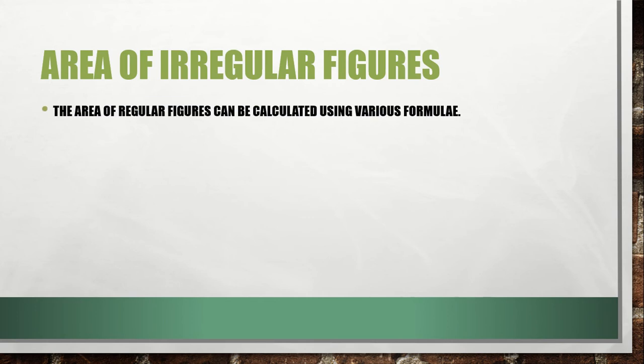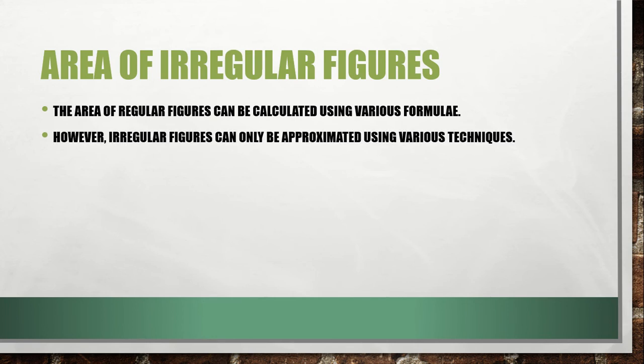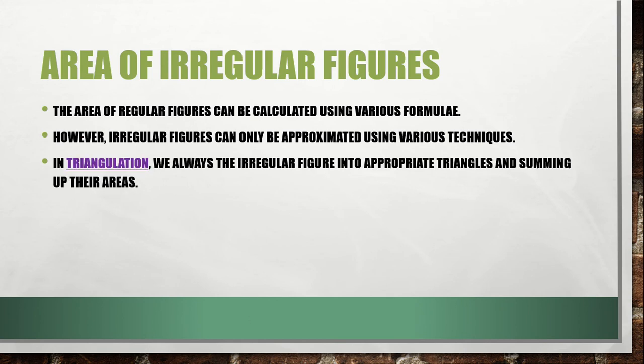So the area of regular figures can be calculated using various formulas. That's what we began by looking at, and why we need area approximation. However, irregular figures can only be approximated using various techniques, which we have already seen. In triangulation, we always divide the irregular figure into appropriate triangles and sum up their areas. I believe I've tried to explain what that is.